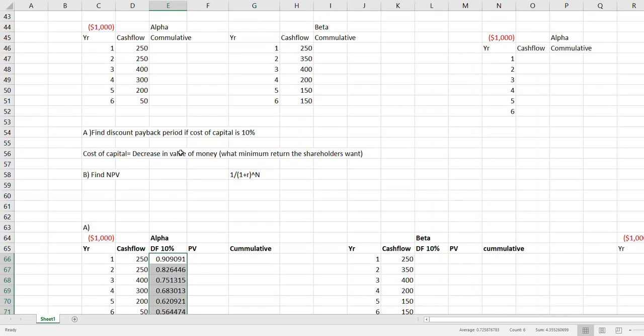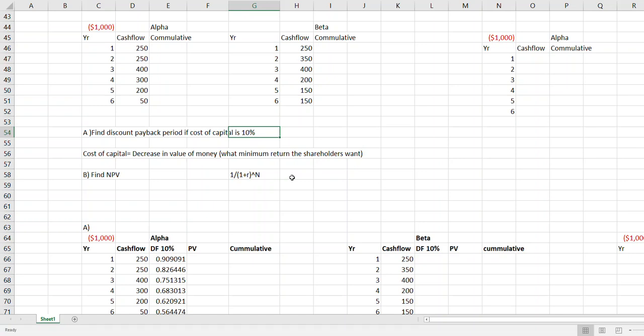Now, they said discount payback period, and the cost of capital is 10%. They call it cost of capital, required rate of return. All of them mean the same thing. So assume for now, don't be confused about it, because you will study in F9 how this percentage is calculated. But for now, assume this is the decrease in the value of money. Every year, the value of money decreases by 10%.